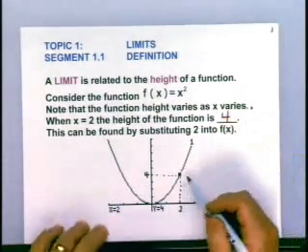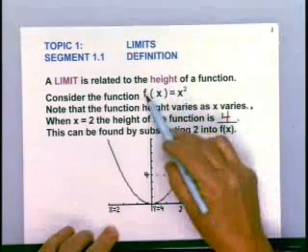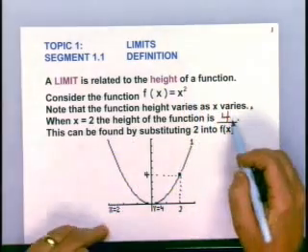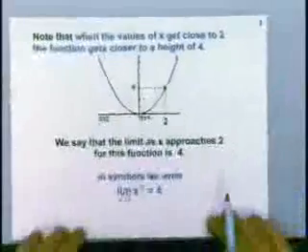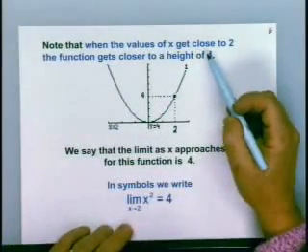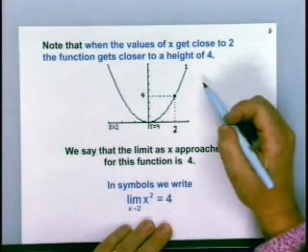This can be found algebraically by substituting 2 into the function. f of 2 is equal to 2 squared, which is equal to 4. Note that when the values of x get close to 2, the function gets closer to a height of 4.